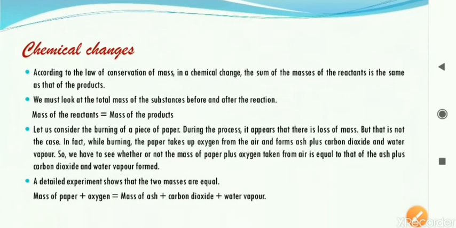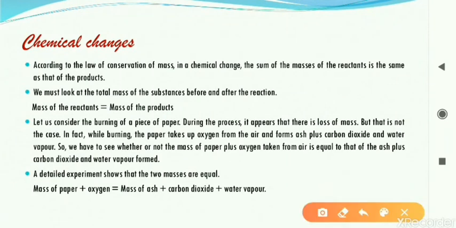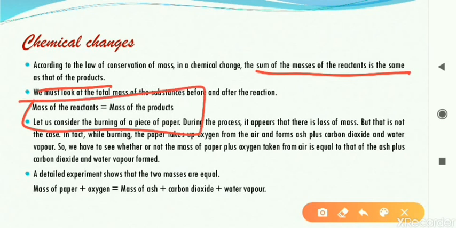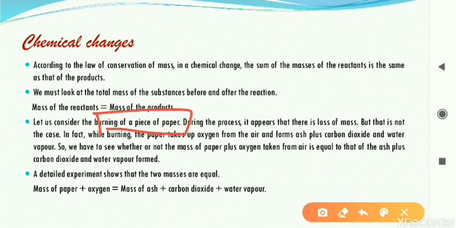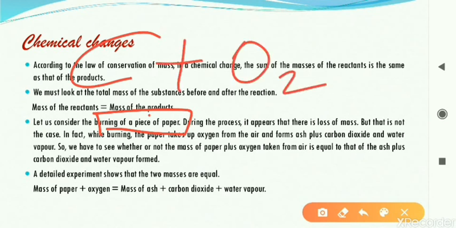Coming to the chemical change now. In the chemical change, something more we will learn: the sum of the masses of the reactants is the same as the sum of the masses of the products, or we can say the mass of the reactant is equal to the mass of the product. Here is a common example. Suppose you burn a piece of paper. Paper is made from wood, and wood contains carbon. So we are ultimately burning carbon, and if something is burning, it is combining with oxygen gas.